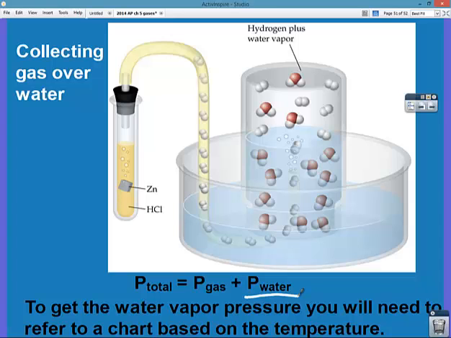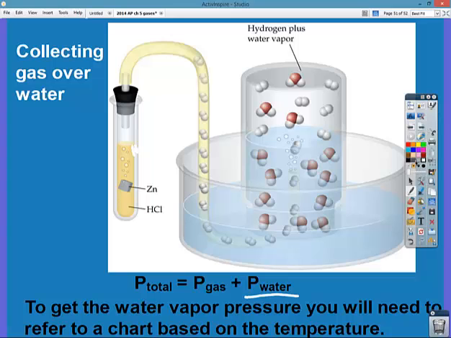So in the diagram we have zinc and hydrochloric acid reacting and we're producing a gas. This hydrogen gas is going to be going through the tube into the water, and here's the end of the tube, and so it floats up. We have our hydrogen, but notice we also have water vapor molecules. This is what we refer to as a wet gas.